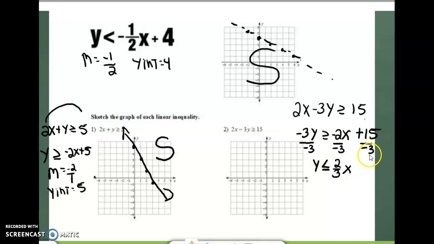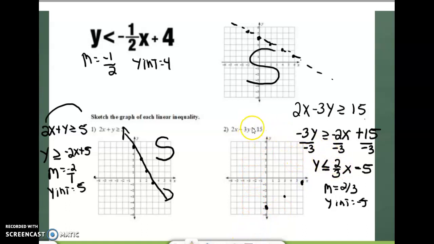And then negative 3 goes into 15. That's negative 5 times, all right? So my slope is 2 over 3. My y-intercept is negative 5. So 1, 2, 3, 4, negative 5. All right, now I'm going to go what? Up 2 over 3. 1, 2, 3. Up 2, 1 over 3. I can't do anything the other way.